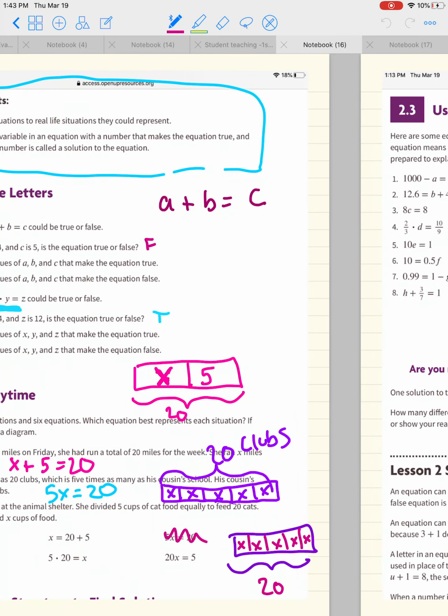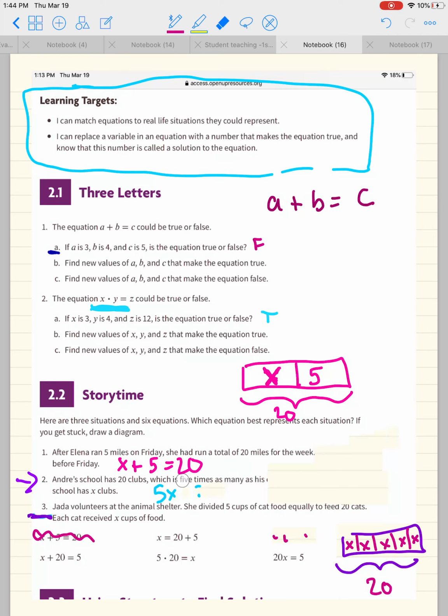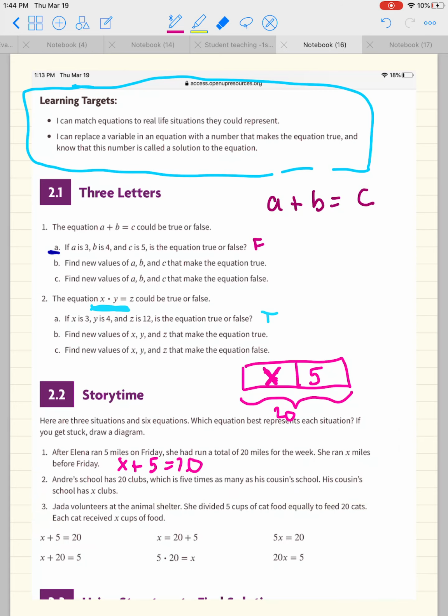Hi guys, sorry we're still on lesson 2.2. Right at the end it got cut off quite a bit, so I'm going to keep going on lesson 2.2, number 2.